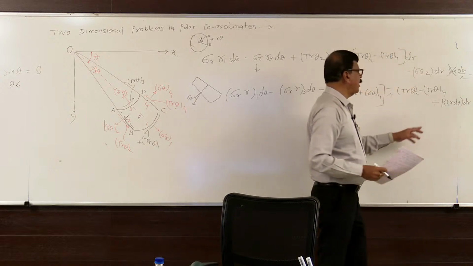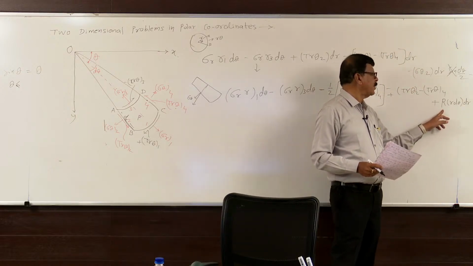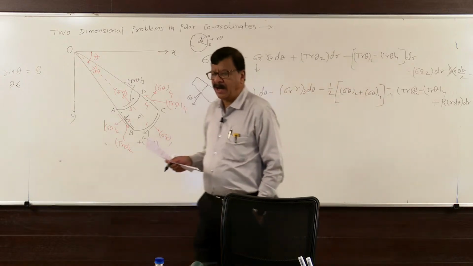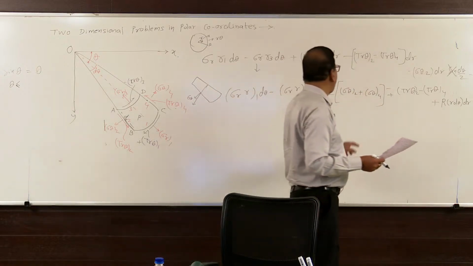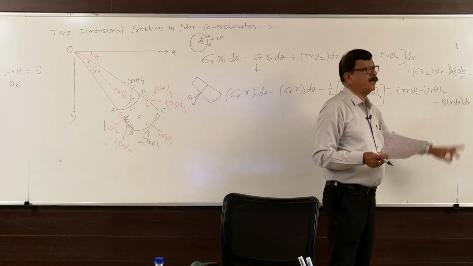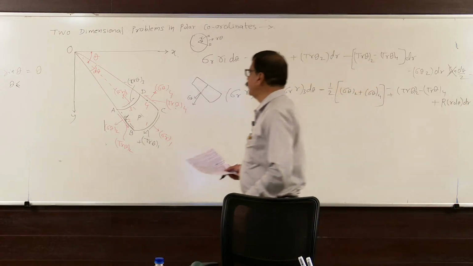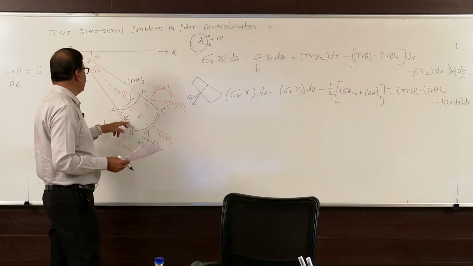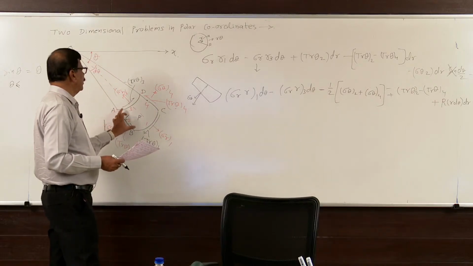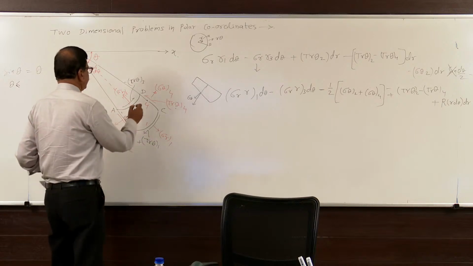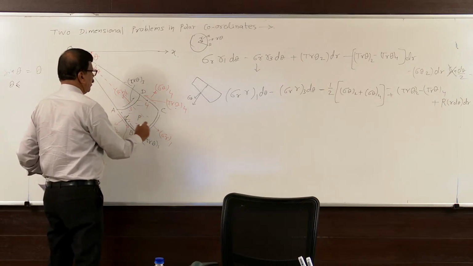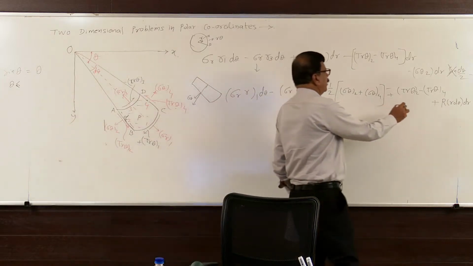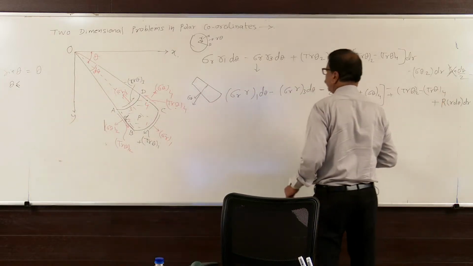If there is an external force R, then the total area of the ABCD is R d theta into dr. R d theta into dr is the area of this. So for the external force R, this is equal to 0.